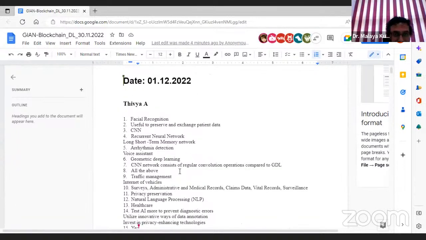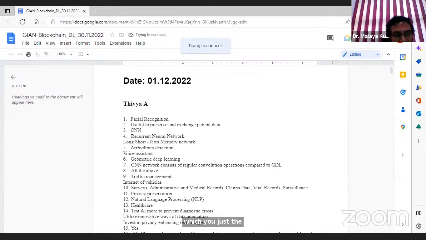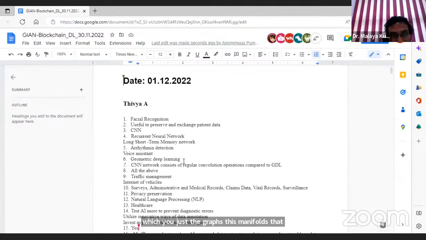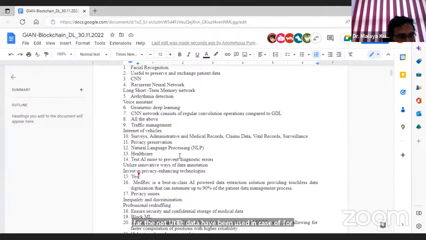That is speech or audio. Geometric deep learning, which uses graphs and manifolds, that means non-Euclidean data have been used in case of geometric deep learning. Am I audible to everyone? Okay. So this geometric deep learning is nothing but a subset of deep learning where non-Euclidean data is used. Examples of non-Euclidean data are molecules, networks, manifolds, etc.